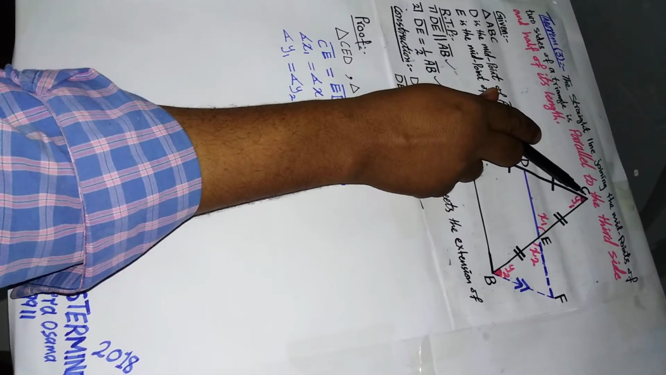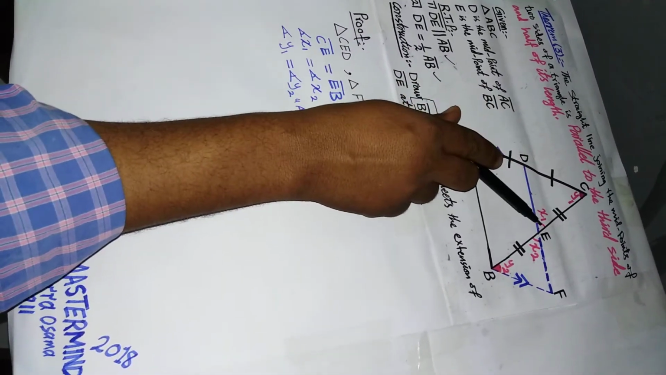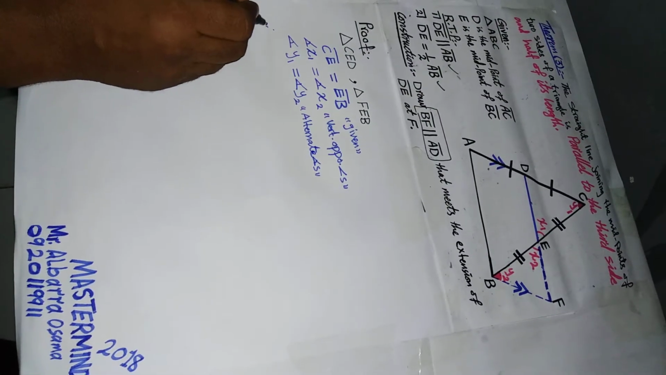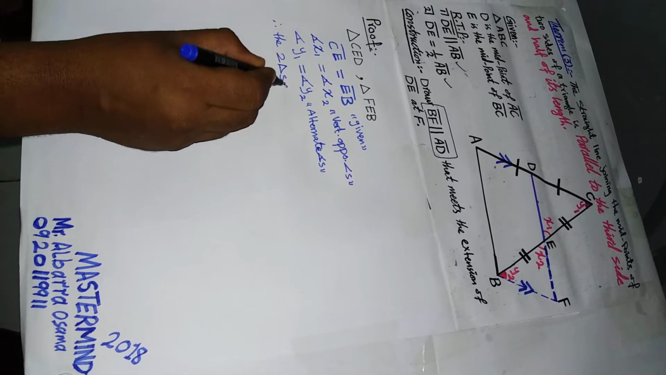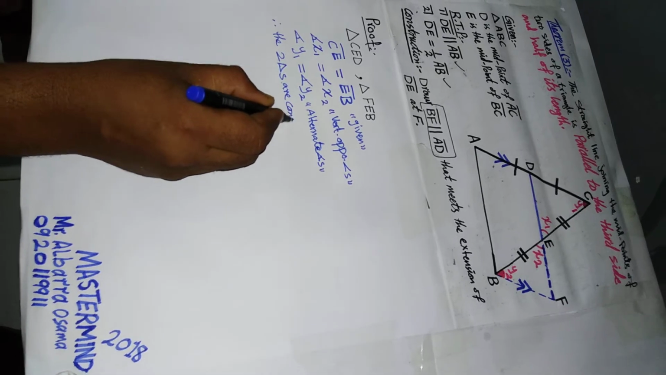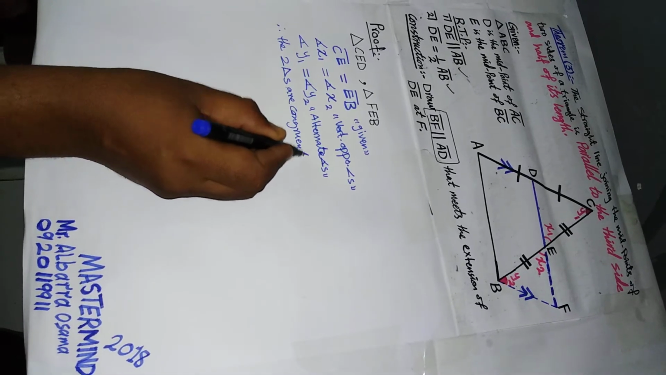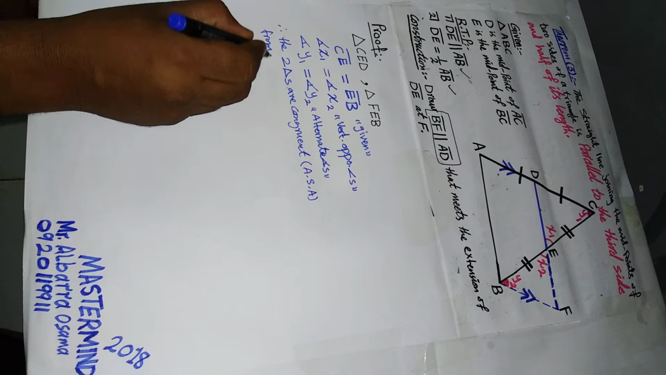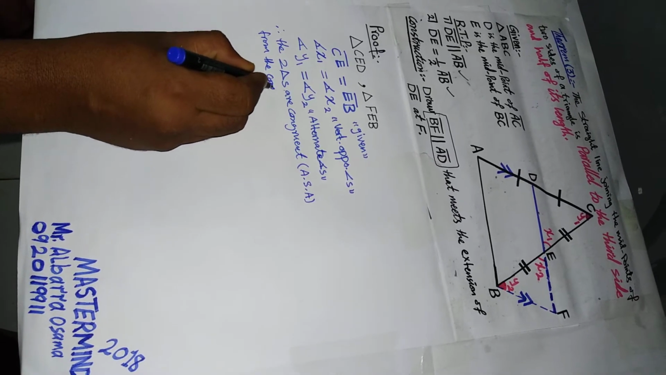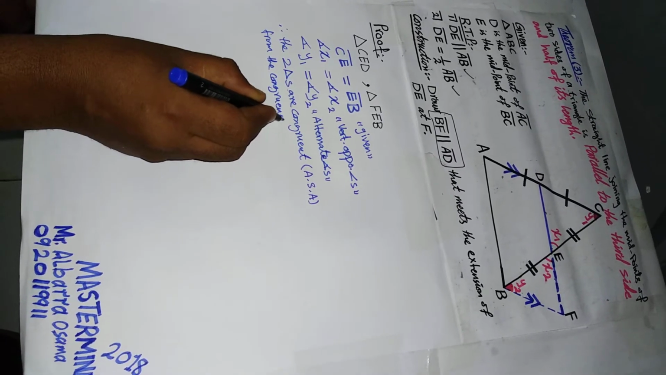Therefore, I can say that these two triangles are congruent. Why? I used this angle and the side between them and this angle. So angle, side, angle. Therefore, the two triangles are congruent. Why are they congruent? Because of angle, side between them, and angle. From this congruency, what do we get?